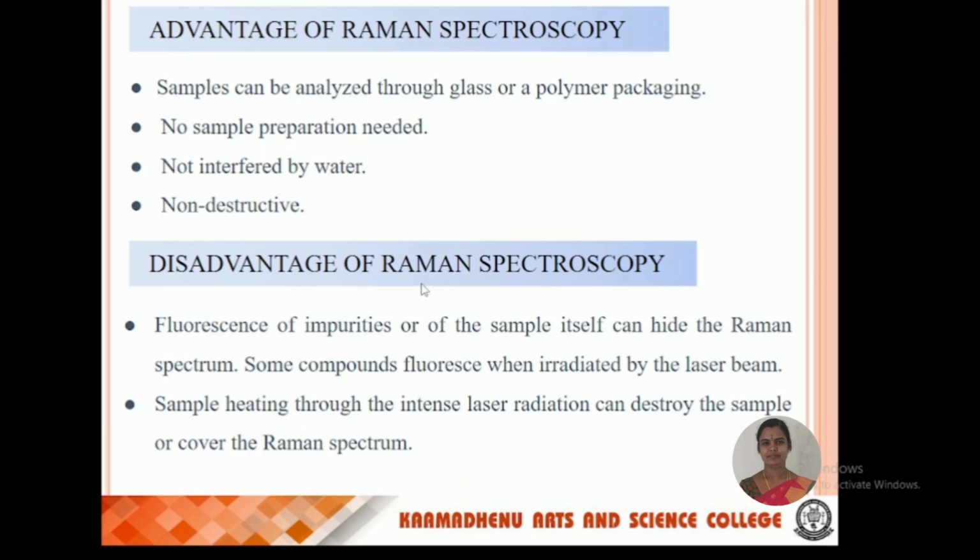Fluorescence of impurities or of the sample itself can hide the Raman spectrum. Some compounds fluoresce when irradiated by the laser beam. Then sample heating through the intense laser radiation can destroy the sample or cover the Raman spectrum.